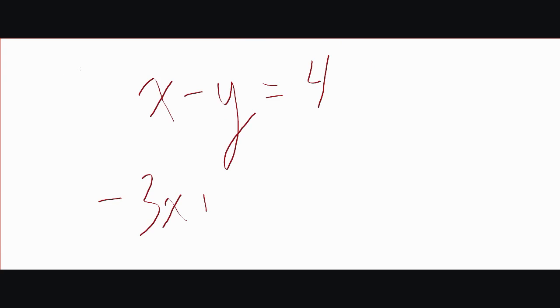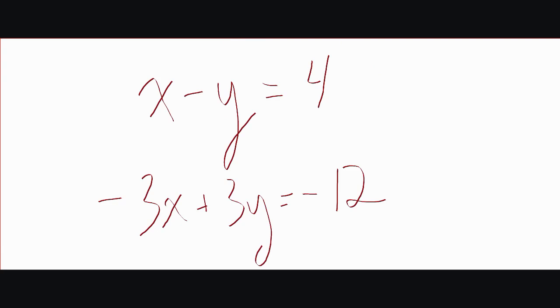This is the first line in red, the second line in blue. They're overlapping one another entirely. How do we know they're the same line? Well, let's take a closer look at the two equations and see. x minus y is equal to 4. Negative 3x plus 3y is equal to negative 12. These are eerily similar to one another.